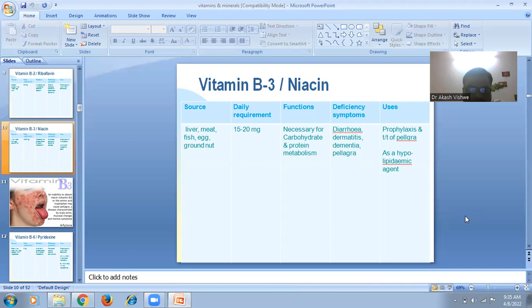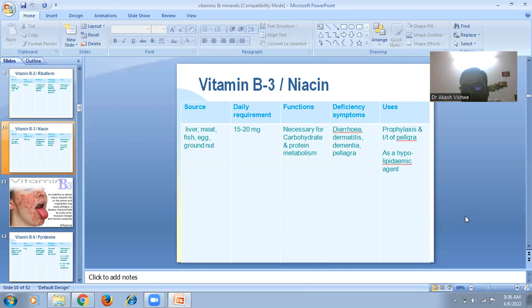The sources of this vitamin niacin are liver, meat, fish, egg, and groundnut. The daily requirement of niacin is 50 to 20 milligram. Functions of niacin or vitamin B3: it is actually necessary for carbohydrate and protein metabolism. The deficiency symptoms of niacin are diarrhea, dermatitis, dementia, and pellagra.